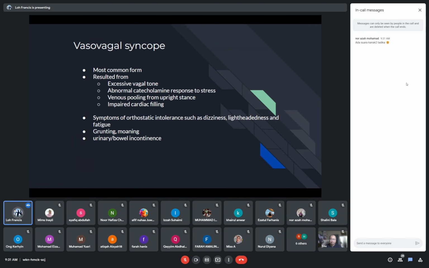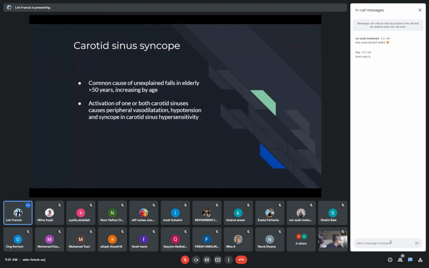Vasovagal syncope, the most common form, results from excessive vagal tone with abnormal catecholamine response to stress, or venous pooling from the upright stance and impaired cardiac filling. Symptoms of orthostatic intolerance such as dizziness, lightheadedness, and fatigue. Carotid sinus syncope is the most common cause of unexplained fall in the elderly, especially over 50 years, and it increases with age. Activation of one or both carotid sinuses causes peripheral vasodilatation, hypotension, and syncope in carotid sinus hypersensitivity.